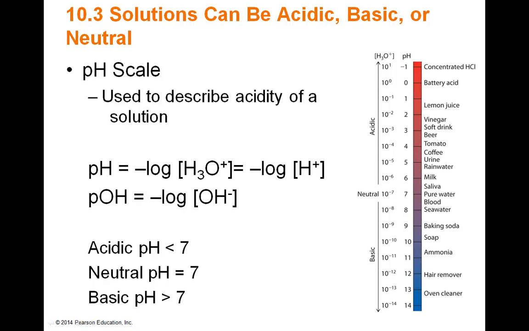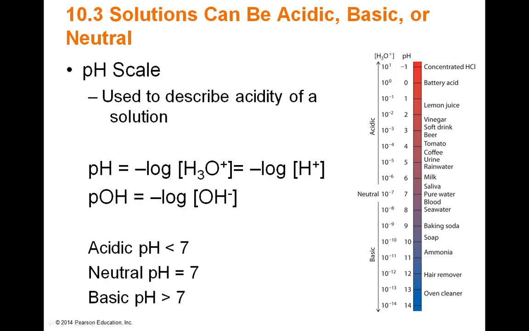So our pH scale is used to describe the acidity of a solution. What pH literally means is it's just a way of representing the concentration of hydrogen ions, but on a logarithmic scale. In the same way, pOH, the negative log of your hydroxide ion concentration, literally means the concentration of hydroxide ions represented on a logarithmic scale. So with that, acidic pH is anything less than 7, neutral pH is equal to 7, and basic pH is greater than 7.